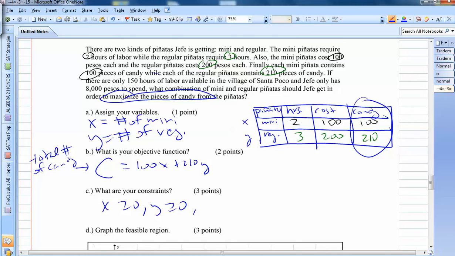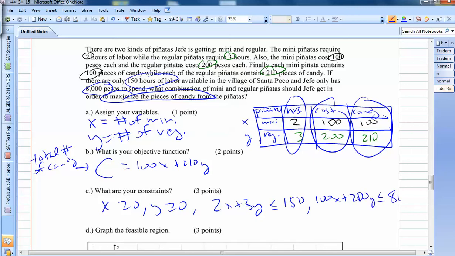So for the hours, it's 150 hours, so we're going to use this column to make that constraint. And because you can't go over 150, we go less than or equal to. And also for the cost, you'll have 8,000 pesos to spend. So 100x plus 200y has to be under 8,000.